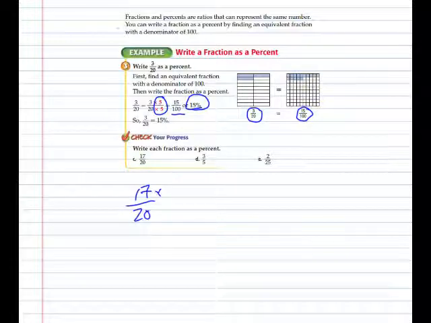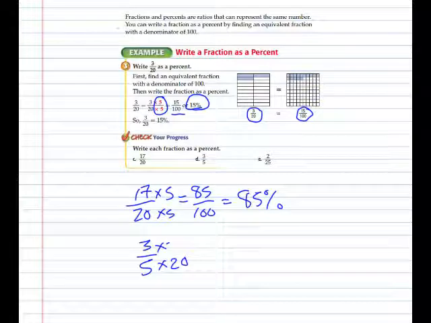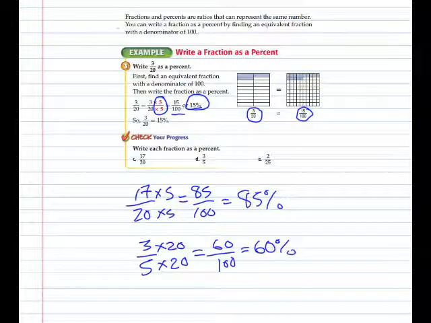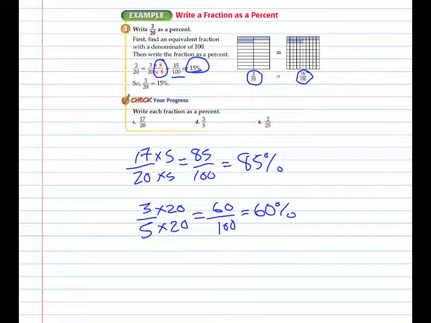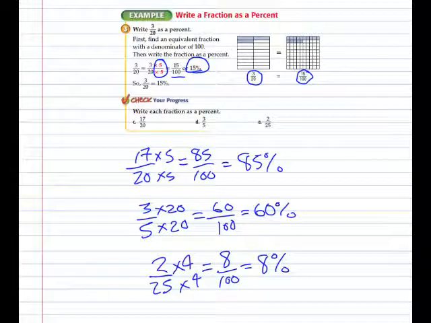In example C, 17 over 20, I would simply multiply by 5 and multiply by 5. I would get 85 out of 100, which is 85%. And example D, 3/5 times 20 and times 20 gives me 60 over 100, which then is 60%. And example E, 2 out of 25, multiply numerator and denominator by 4, gives me 8 over 100, which is 8%.